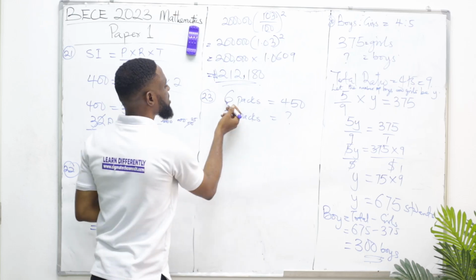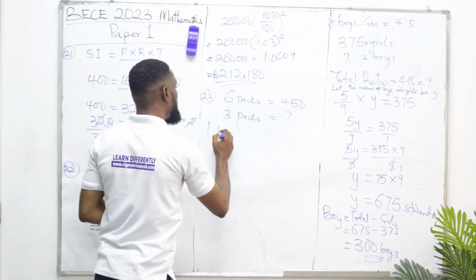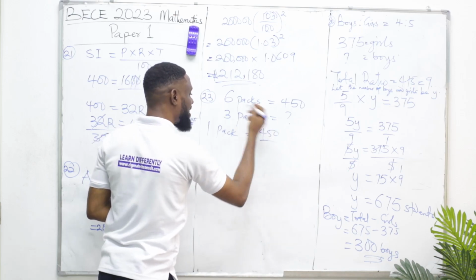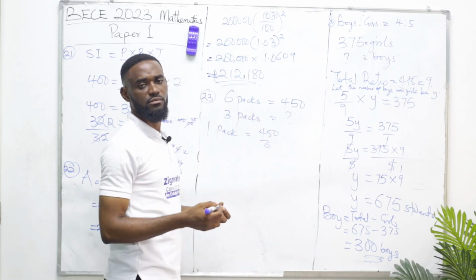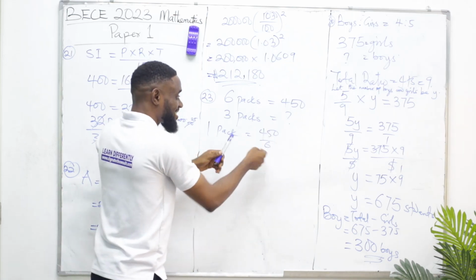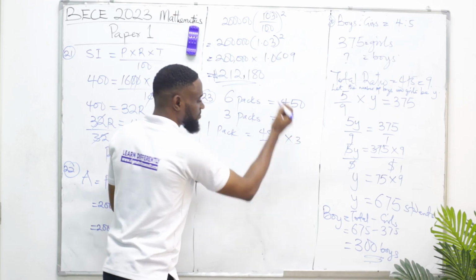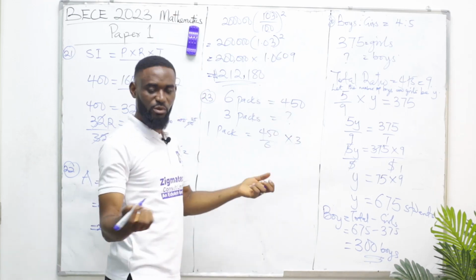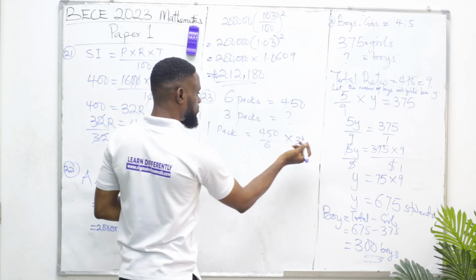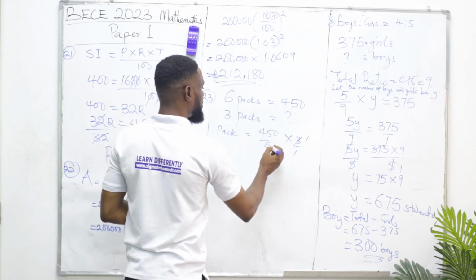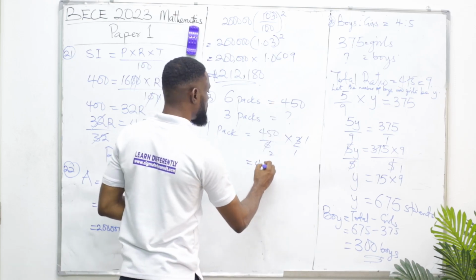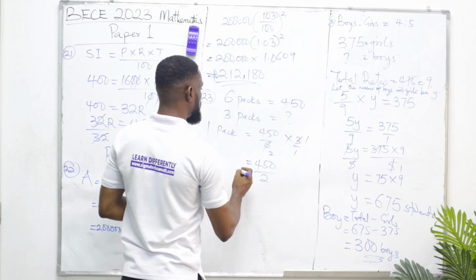All right, so if 6 packs is 450, to get 1 pack, don't forget this, it will be 450 divided by 6 to give us 1 pack. Do you get the point now? The answer we get here will now be multiplied by 3. Do you get the point? We'll now multiply it by 3.